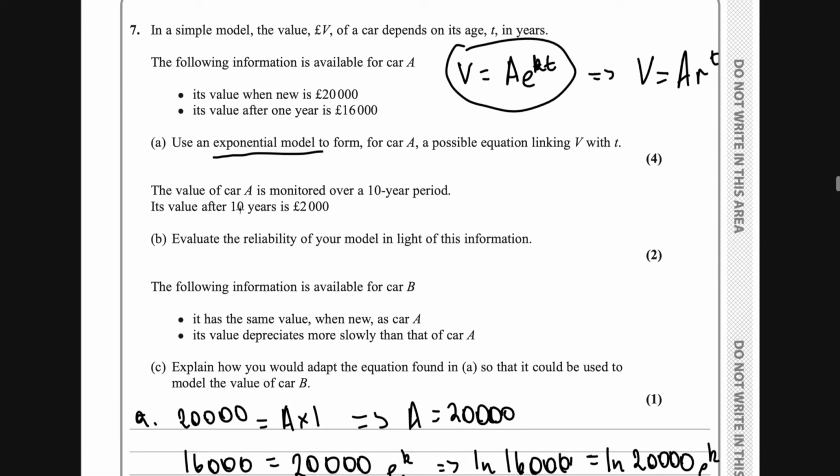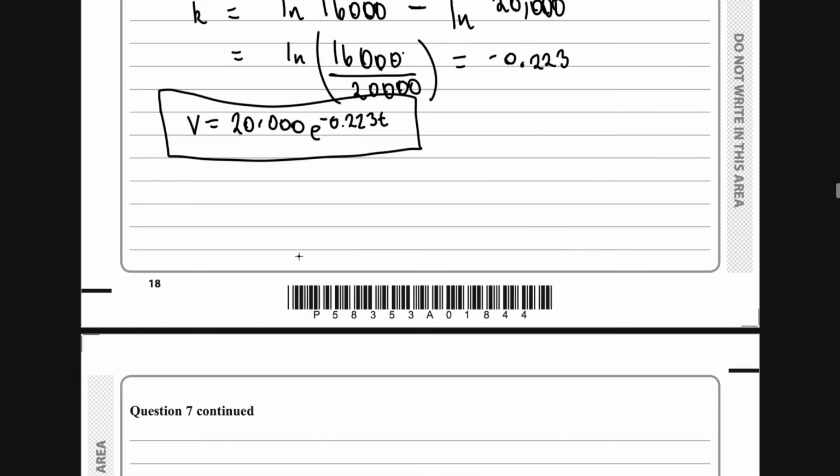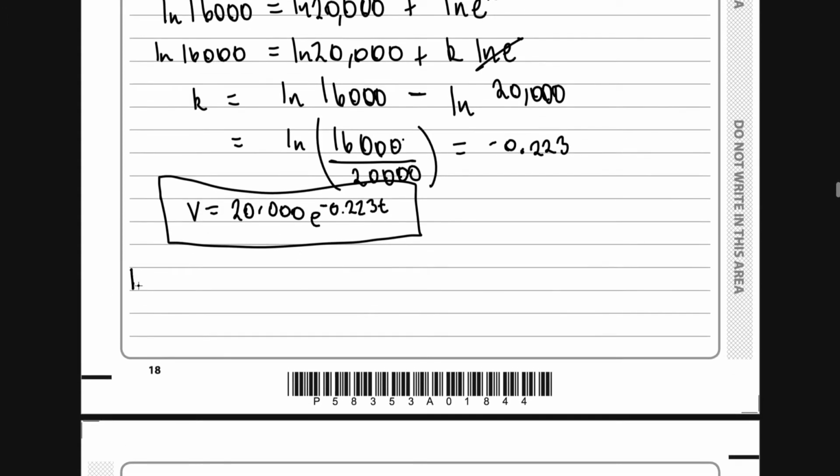So we're given a bit more information here that will allow us to approach part B. We're told that the value of car A is monitored over a 10-year period. Its value after 10 years is £2,000. Evaluate the reliability of your model in light of this information. So really what we want to be doing here is substituting 10 into there, so we can find out what our model would suggest the value should be after 10 years.